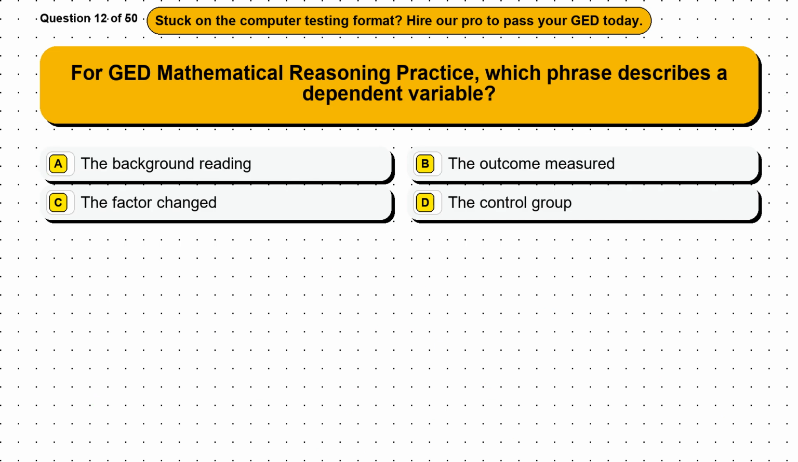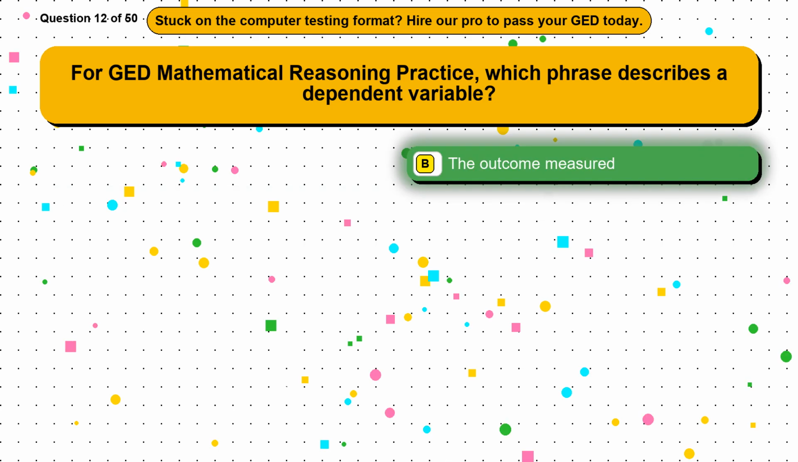Question 12. For GED Mathematical Reasoning Practice, which phrase describes a dependent variable? Option A. The background reading. Option B. The outcome measured. Option C. The factor changed. Option D. The control group. The correct answer is option B.